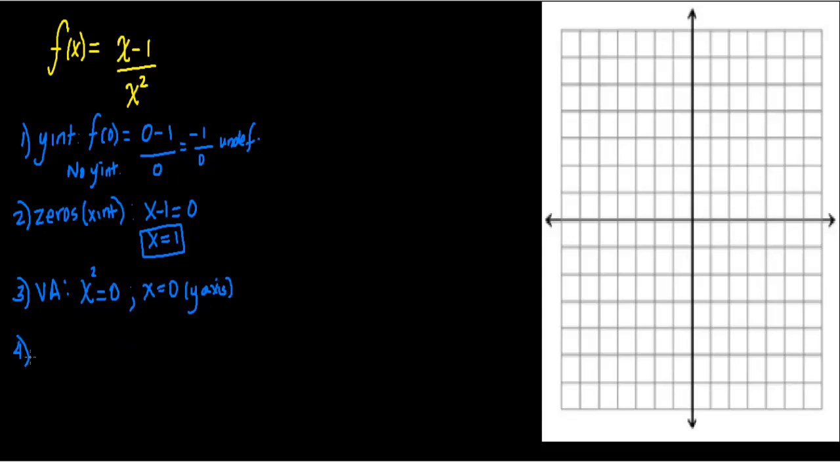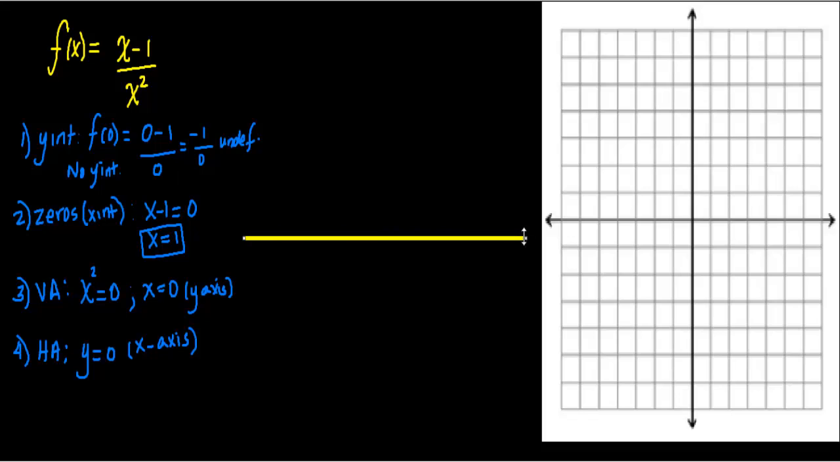For step 4, horizontal asymptote, we said that we need to look at the degree in the numerator and the degree in the denominator. If the degree in the numerator is less than the degree in the denominator, which it is, then the horizontal asymptote is y equal to 0, which means the x-axis is the horizontal asymptote. And step number 5 is where we draw a number line and do our sign analysis.